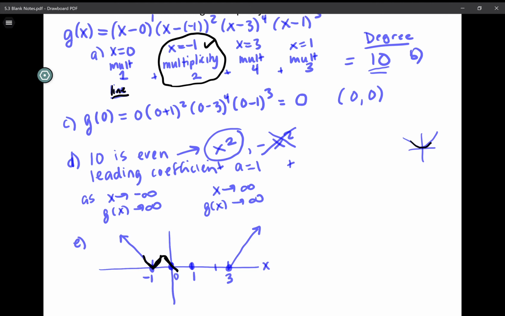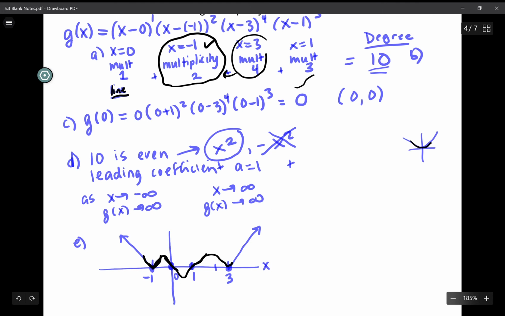x equal 1 has multiplicity 3. That means it's going to go through like x cubed. Remember, x cubed looks like that a little bit. So I'm going to have to come down a little bit, and then I'm going to go flat and come back up. That's what it's going to look like at a multiplicity 3. And even multiplicities act like x squared, so this one's going to be a down back up again.